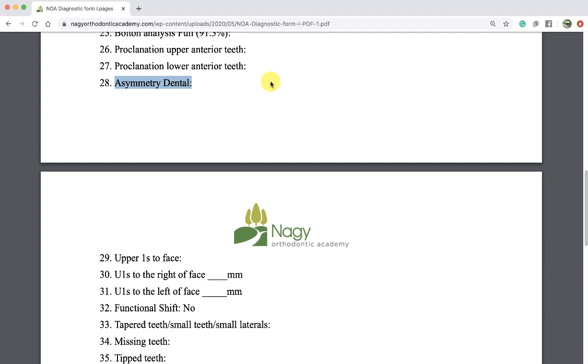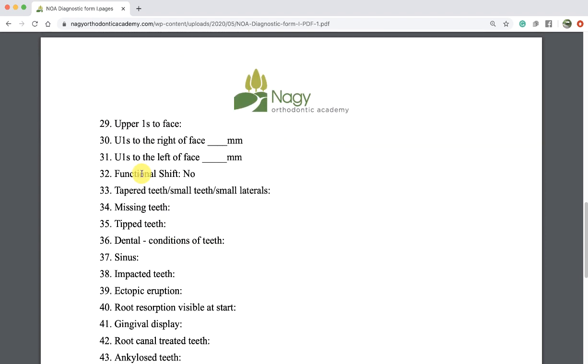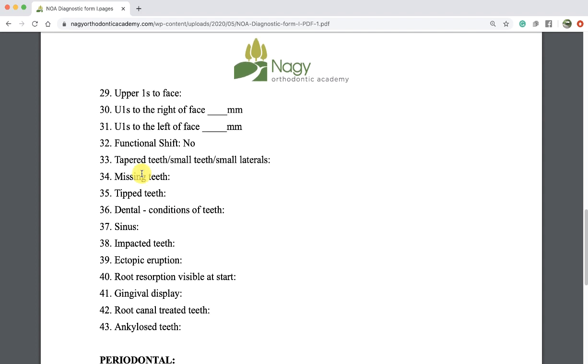So if you see any asymmetry with the teeth, that's where it would go, okay? So now we're going to talk about asymmetry, dental asymmetry. Upper ones to the face, okay? So that's upper midline. It will be 0 if it's correct, or it could be left to right. So for example, if upper one is right to the face, then you would put in how many millimeters it is to the right of the face. If the upper centrals are left to the face, how many millimeters it is left to the face.